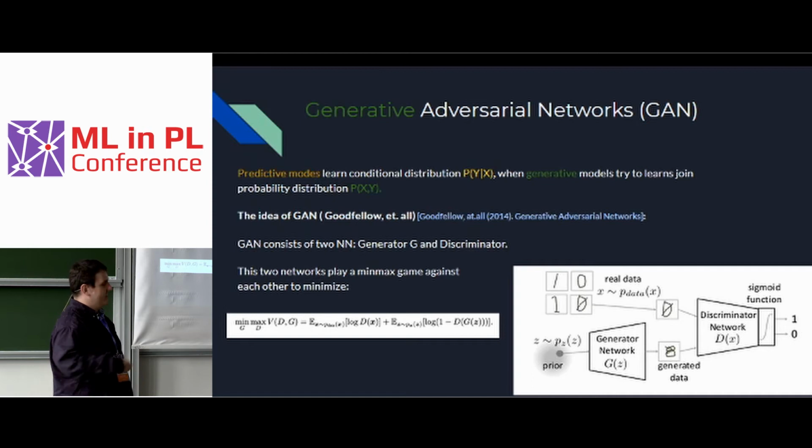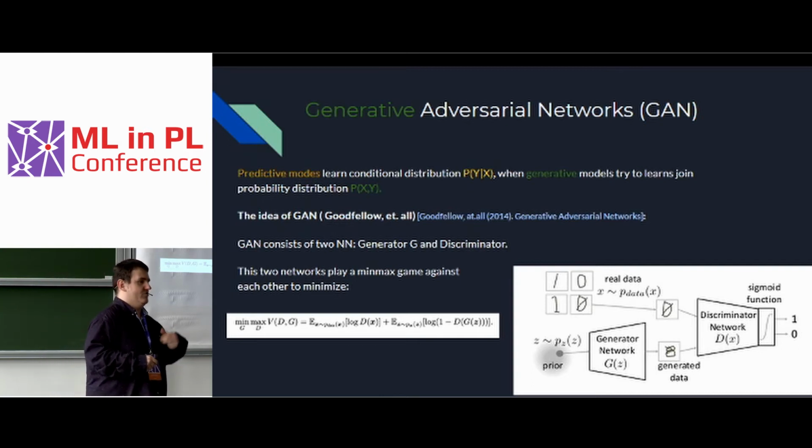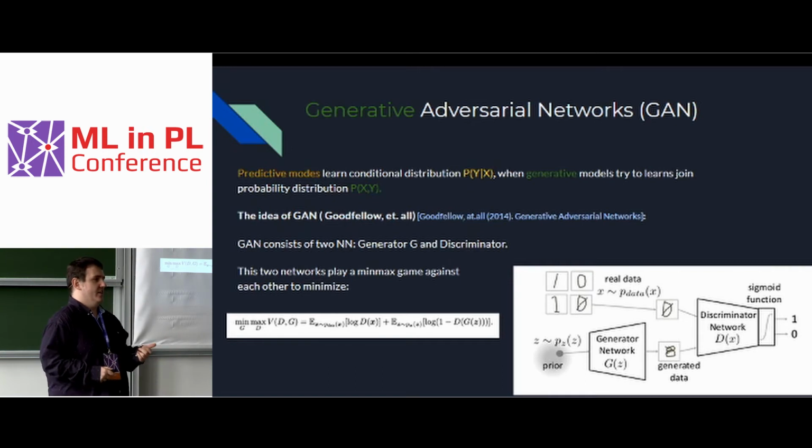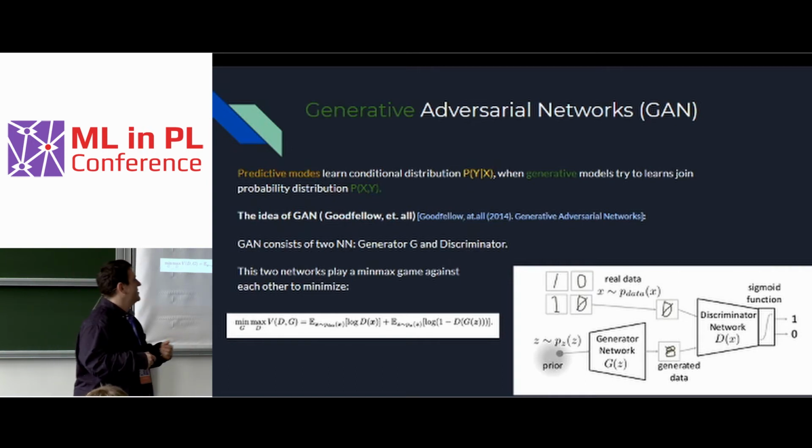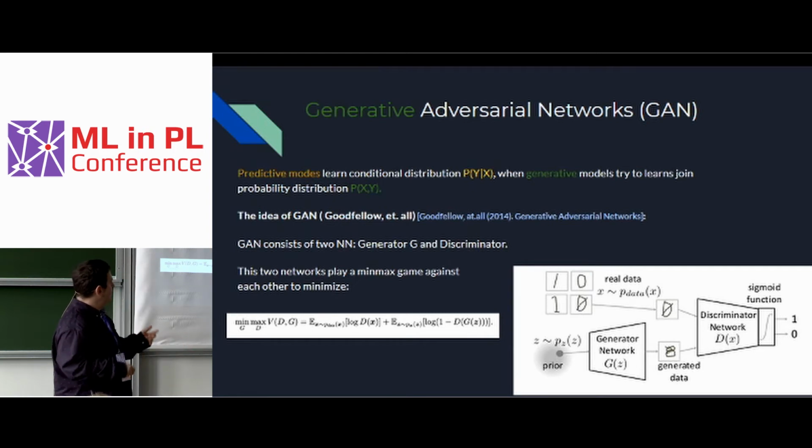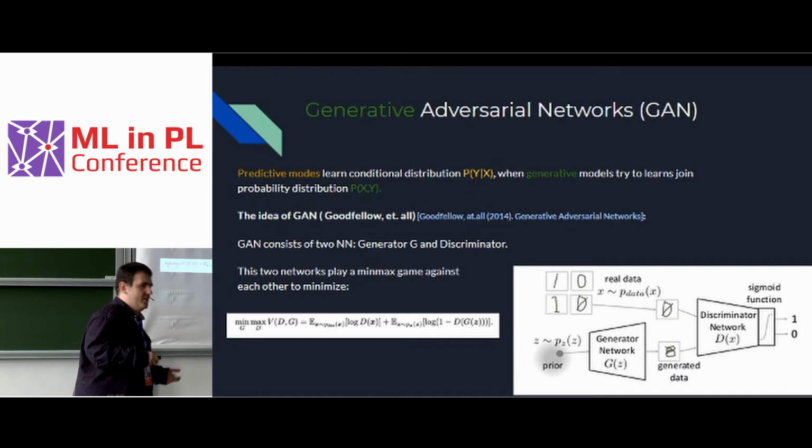And then we've got a set of the real data, and there is another network which needs to distinguish whether this is a real image or the real sound or real something, or this was a fake. So these two networks play some sort of min-max game, and they're trying to beat each other. And from the mathematical perspective, this is the formula that they are using to minimize.